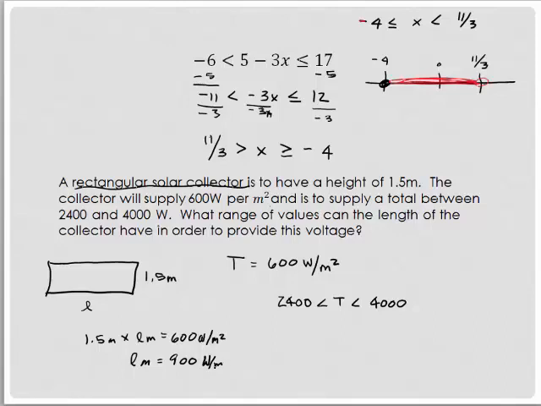All right, so let's put it in our equation. 2,400, and we should keep our units there, is less than 900 L is less than 4,000 watts.